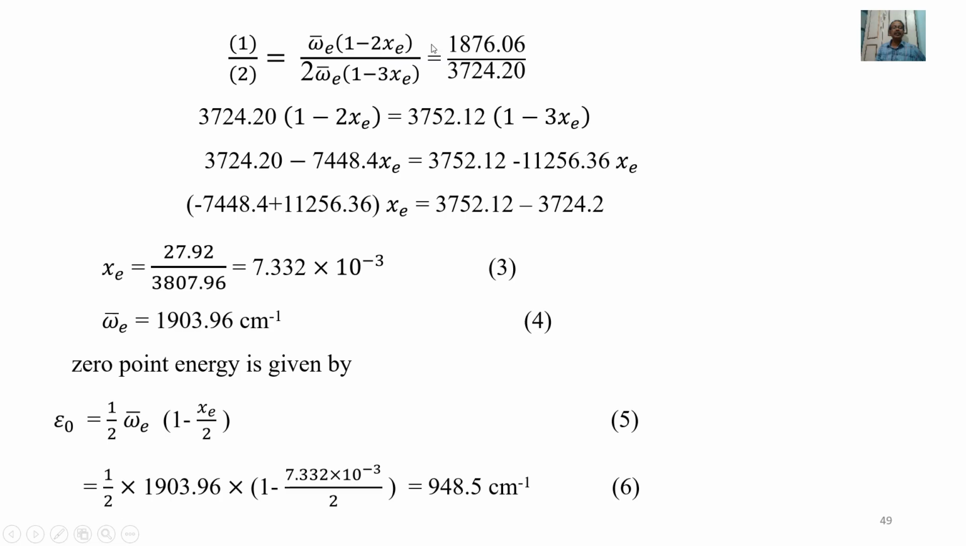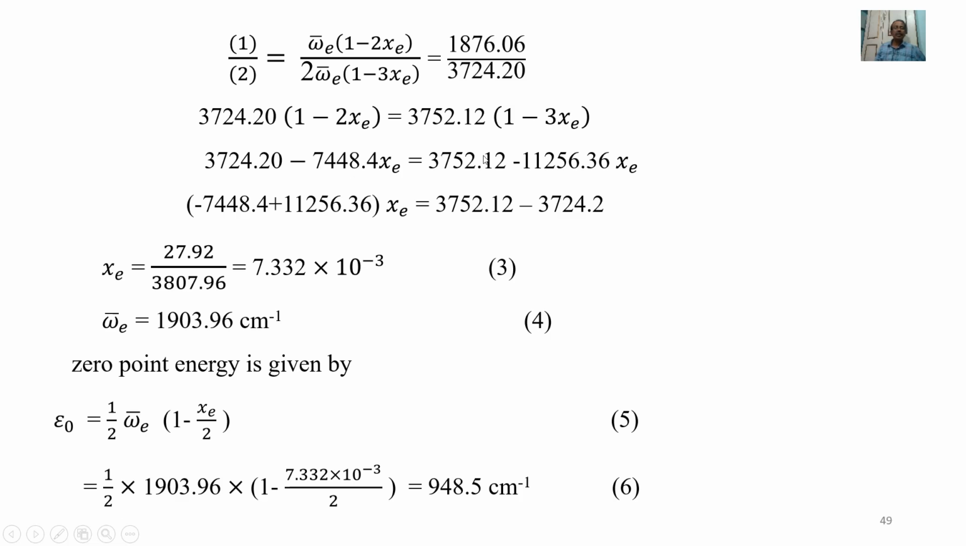Cross multiplying will give this value. So when you cross multiply, this multiplied by this and this multiplied by this will give this expression. Now the first term multiplied by 1 will give this expression. The first value multiplied by 2xe will give us this value, minus 7448.4xe. And the right hand side, this value multiplied by 1 is as such, and this value multiplied by 3 will be given as this.